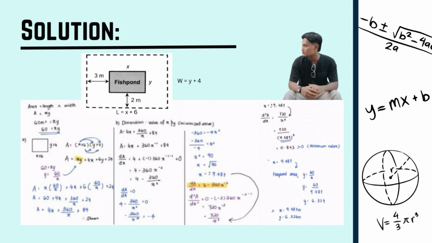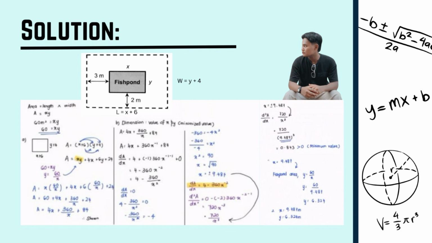Alright, and then we simplify, move the 4 to the other side, and then negative 360 over negative 4 over x square, and then we get x square equals 90, and the answer will be x equals plus minus 9.487. So this is the maximum or minimum value.